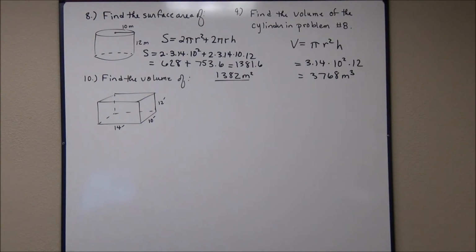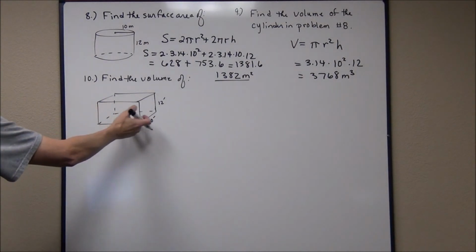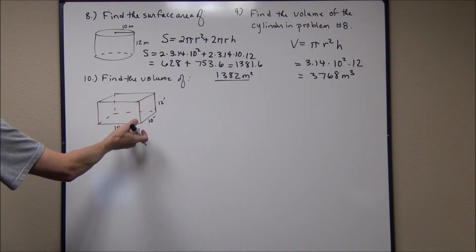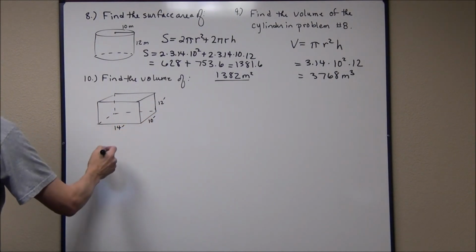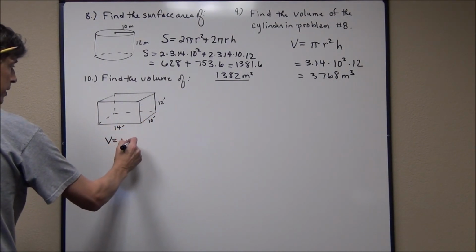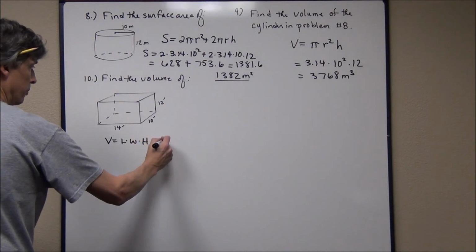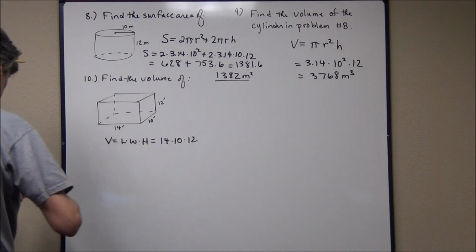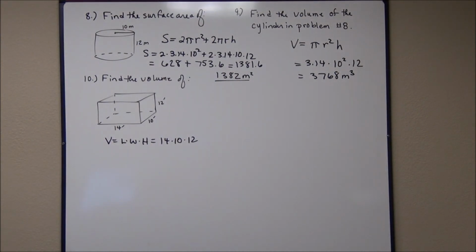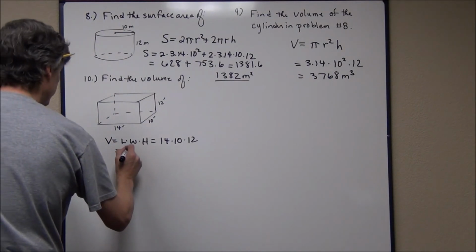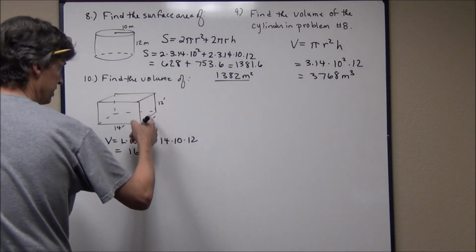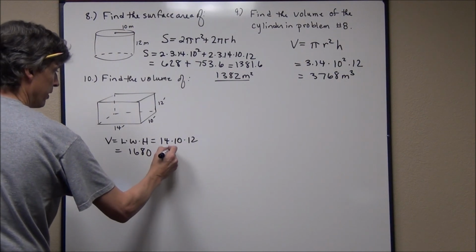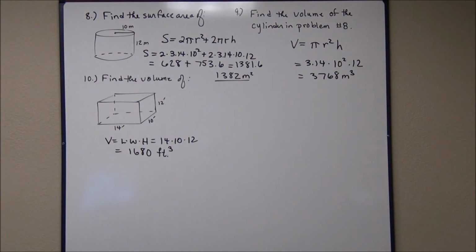Now one more here. To find the volume of a rectangular prism, we know it's the area of the base times the height. Of course, the area of the base is a rectangle, so it's length times width. So the volume is just length times width times height, which in this case would be 14 times 10 times 12. 14 times 10 is 140 times 12 is going to give me 1,680, and this is in feet, so this is in cubic feet, and that would be the volume of that rectangular prism.